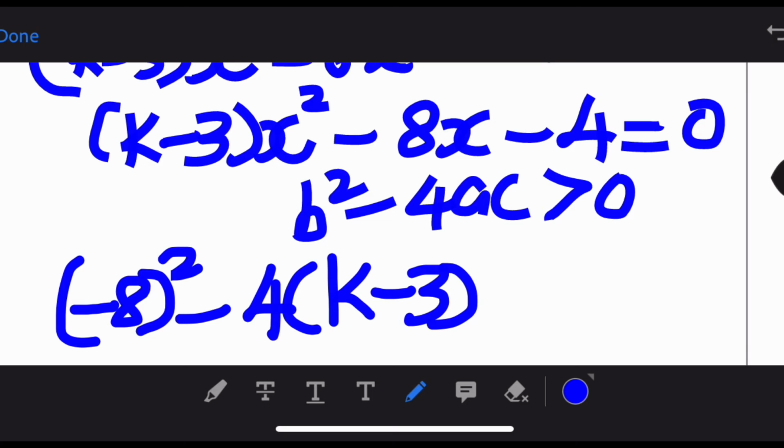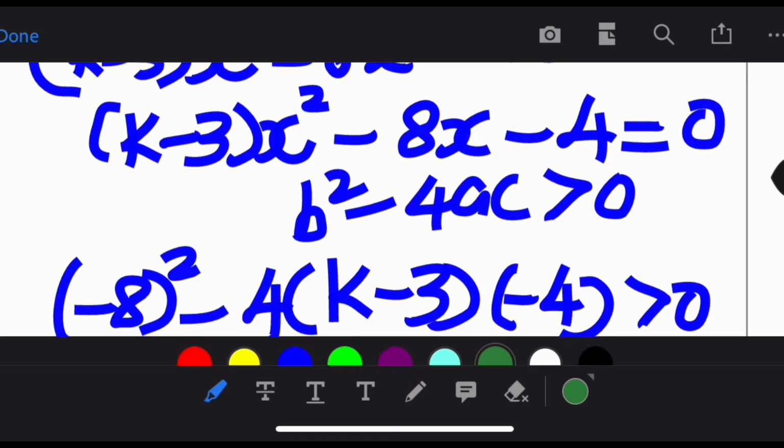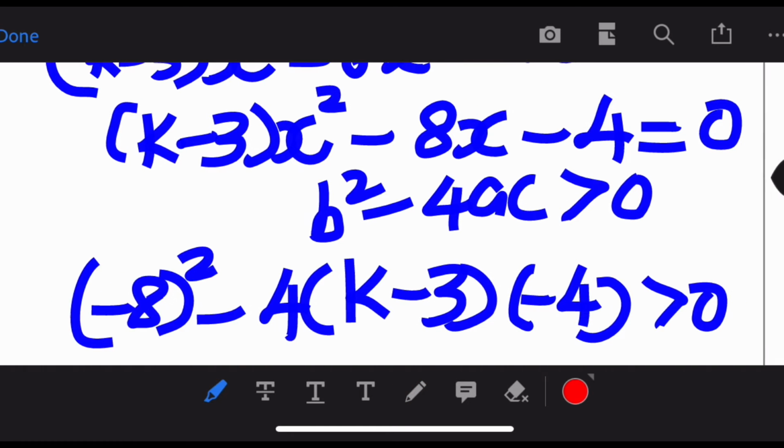Either no roots or two distinct roots. Okay, repeat and repeat. So you just keep on practicing so that you won't make the mistake. Read your A, B, C carefully. Double check.